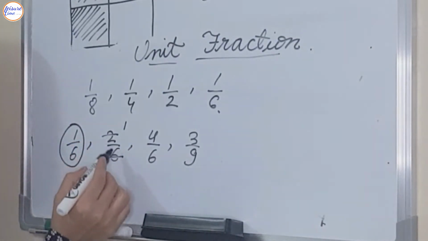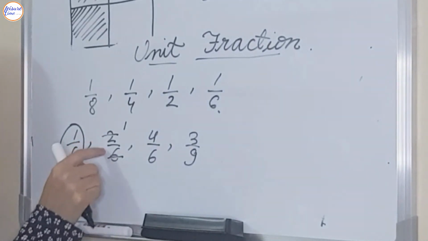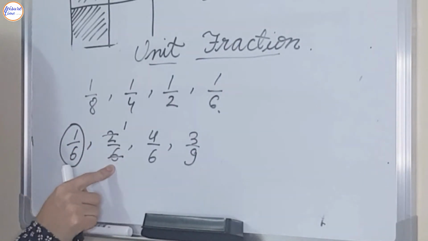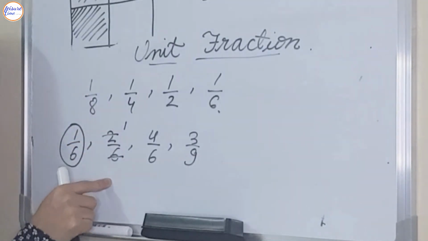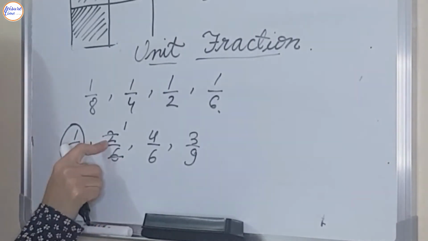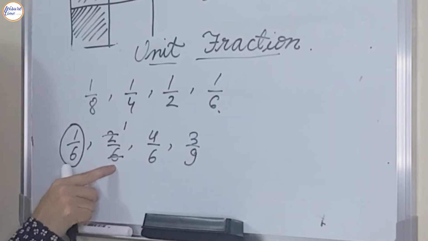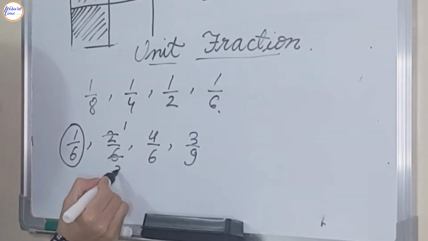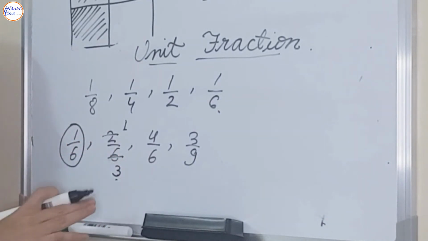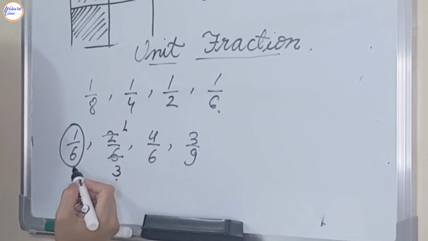Both 2 and 6 are divisible by 2, which means both the numerator and denominator should be divided by the same number. Here 2 and here 6 are even numbers, and of course divisible by 2. So 2 divided by 2 is 1, and 6 divided by 2 is 3. So we get 1 by 3. It means 1 by 3 is also a unit fraction because the numerator is 1. You can find it like this also.